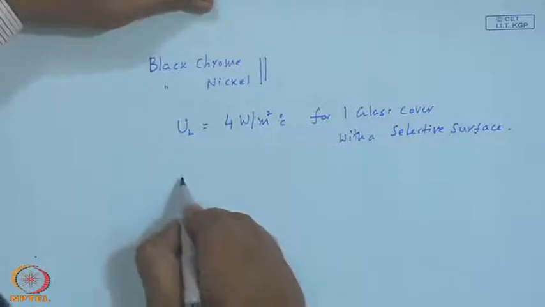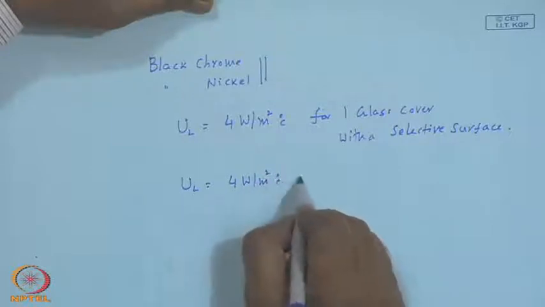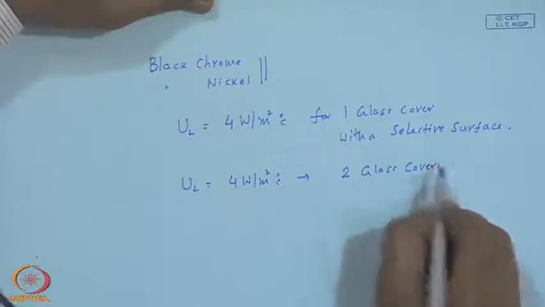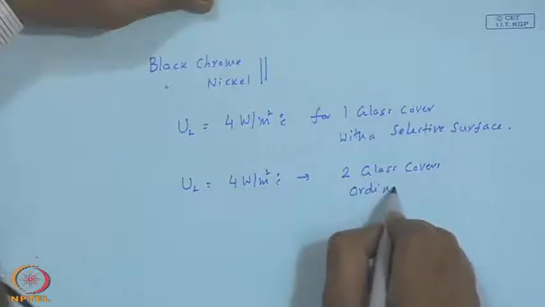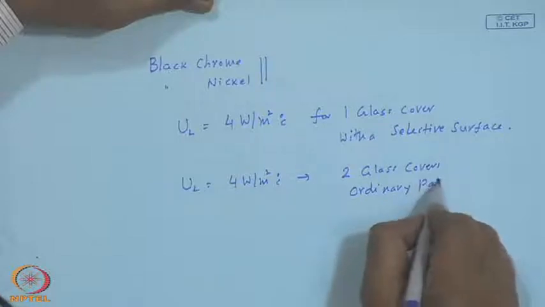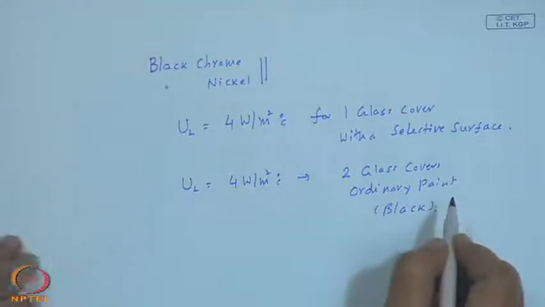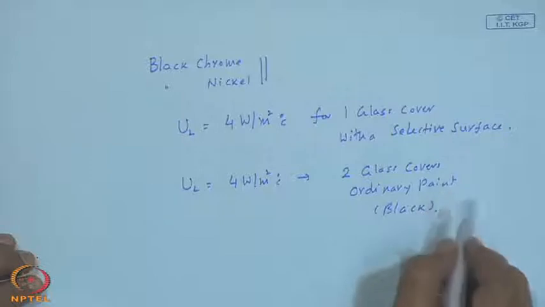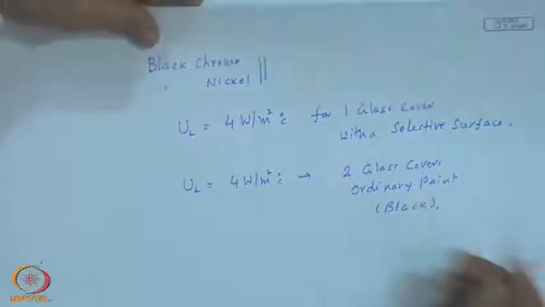This you might compare, UL also will be approximately 4 watts per meter square for 2 glass covers and ordinary paint, rather black paint. So, there is a dilemma whether you go for the black chrome, black nickel selective surface or the 2 glass covers, because the loss coefficients appear to be similar.